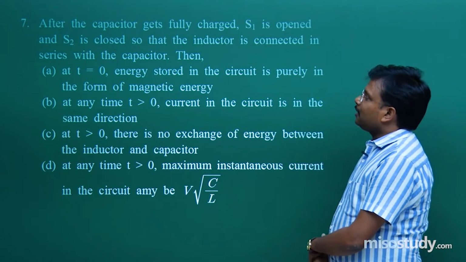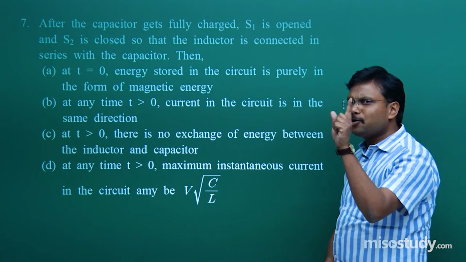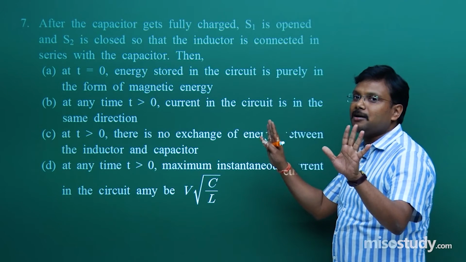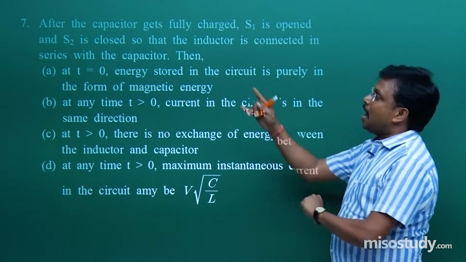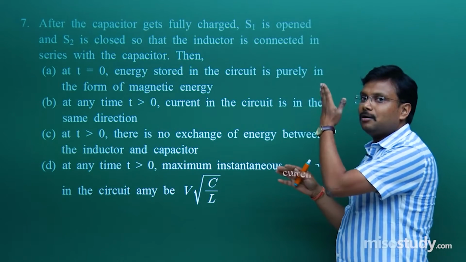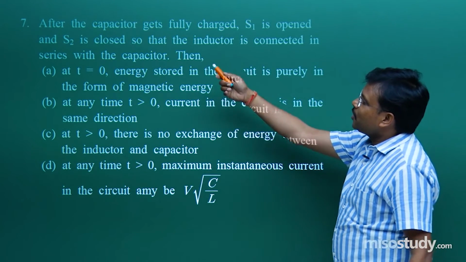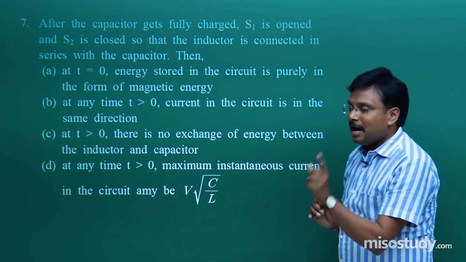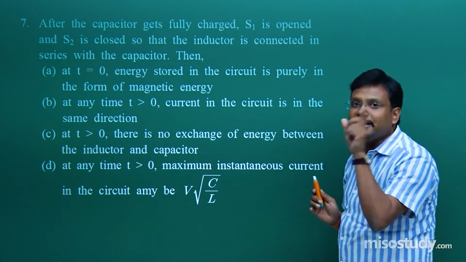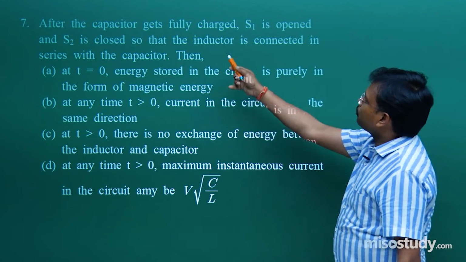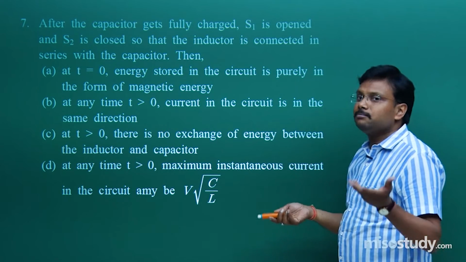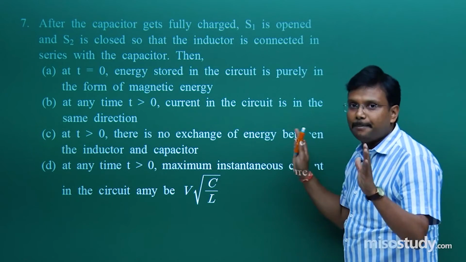After the capacitor gets fully charged, if you just close your eyes and listen to my words, everything is going to be crystal clear in front of your closed eyes. After the capacitor gets fully charged, S1 is opened and S2 is closed. So what will happen? Now capacitor will start providing energy to inductor. So closed so that the inductor is connected in series with the capacitor. Fine. Then what will happen?